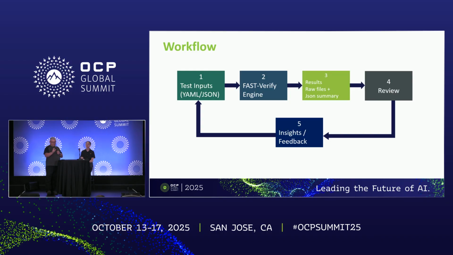Once we develop all these test cases, we can run them through the Fast Verify engine, and it can go through and check them, and then we get our results file, which we can then look at. It also prints it out on the screen as it's going along, so you can see exactly what's happening, and you can get a go, no-go type of output. And then, of course, once it's run, we can review our output, feed back our insights, and then rerun the whole process again.